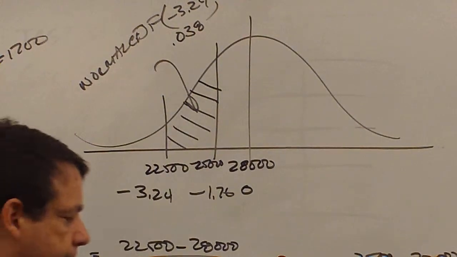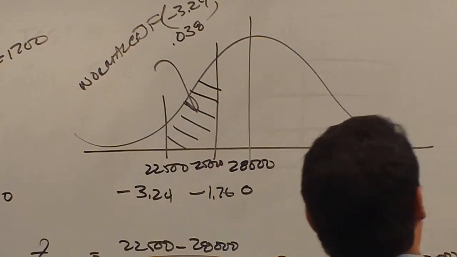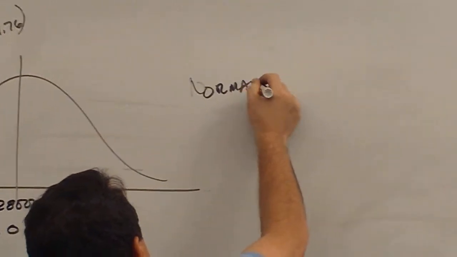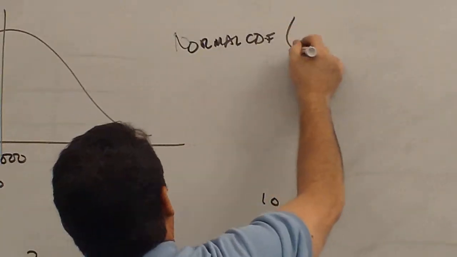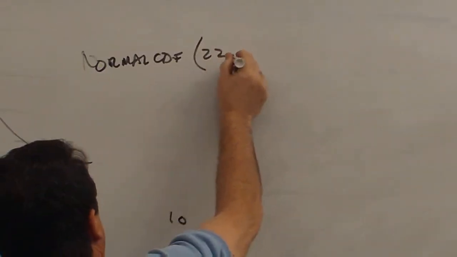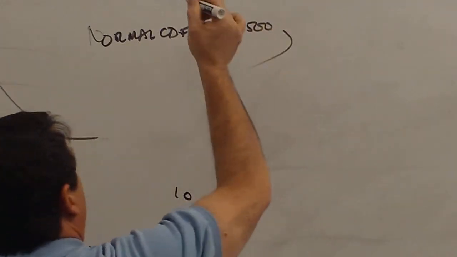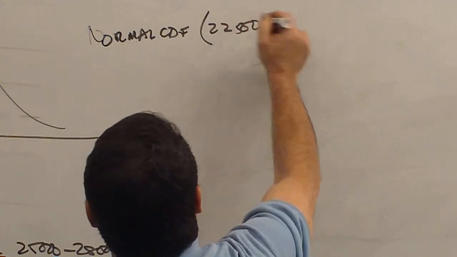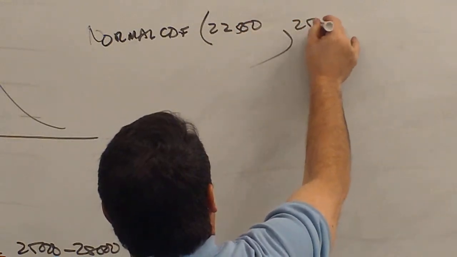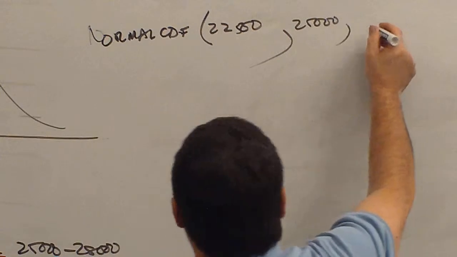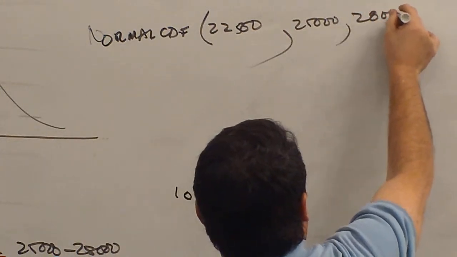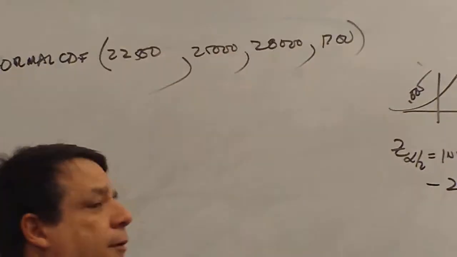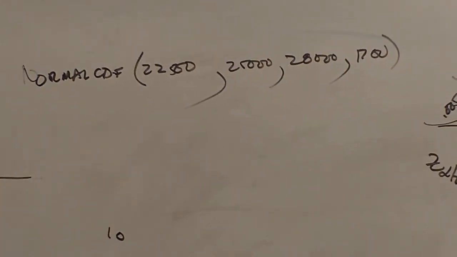Okay. Now, if you're a smart little whip, do it this way. Normal CDF between any two scores: 22,500, comma, 25,000, comma, the mean 28,000, comma, the standard deviation 1,700. When you do that, you should get back the same value.